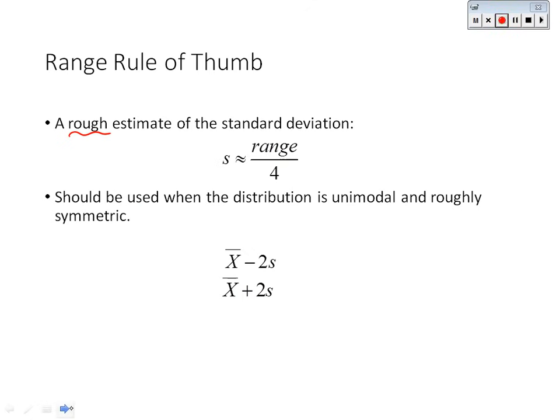Well, it is a very rough estimate, and it should only be used when the distribution's unimodal, so it only has one mode, and the distribution's roughly symmetric. It's the only time this should actually be used. And again, it's a rough estimate. If this would give us a good enough estimate, we would just use that all the time.